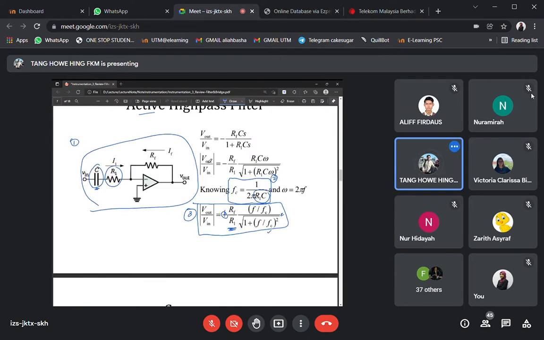All right. So far, any questions about these formulas and also the circuit for the high pass and low pass filter? Everyone? Is that okay? Any questions? Clear, everyone?